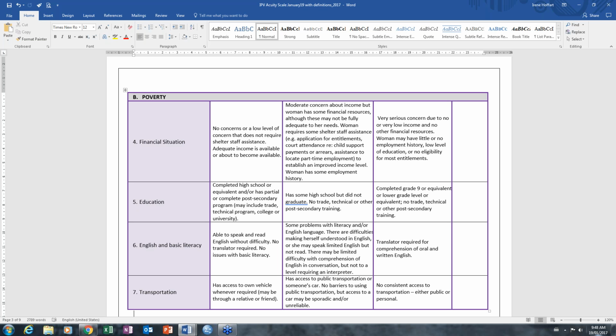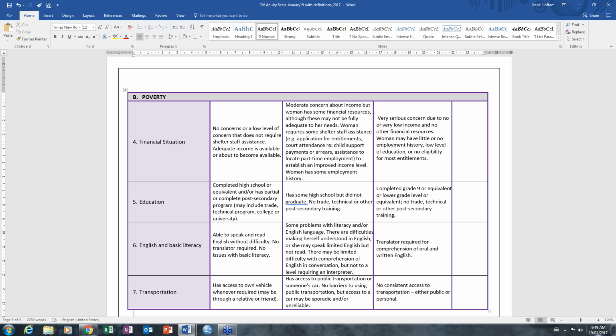Okay, so another indicator of poverty is English and basic literacy. All of these pieces contribute to a good or not so good financial situation. In number 6, we're looking at both English as a second language capacity, so somebody who might be a newcomer to Canada and has not yet learned English, but it could also mean somebody who is native to Canada but just does not have the literacy skills that they need to interact, read, etc. And we want to get at both of those things in this particular question.